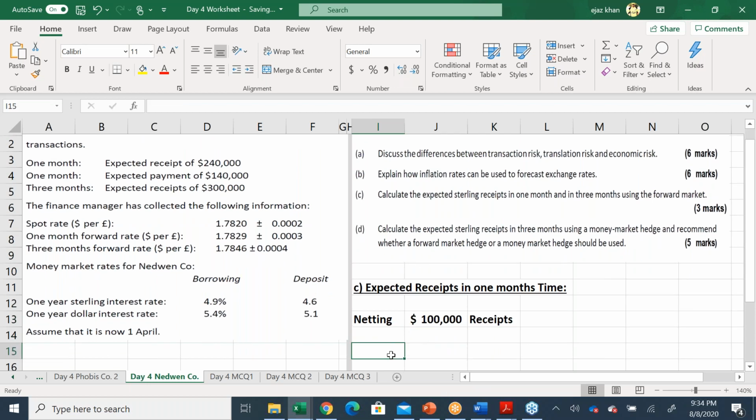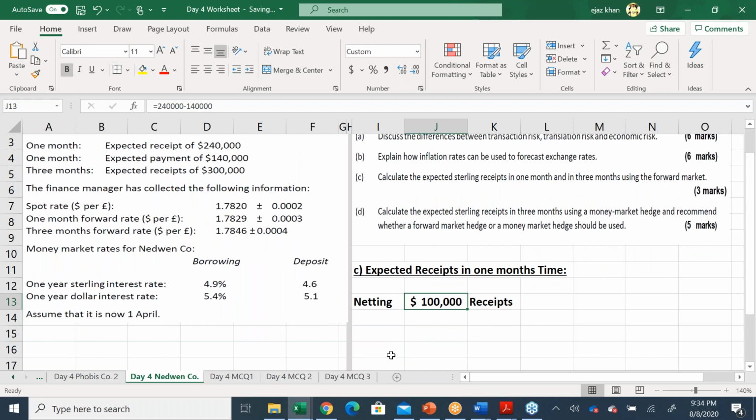So now we have to hedge these $100,000 using the forward market, and we don't have a forward market rate. Do we have for 3 months? Yes, we have for 1 month, right? For 1 month, we have forward market rate, but it has been given in a strange way. So okay, let us convert these rates as well.